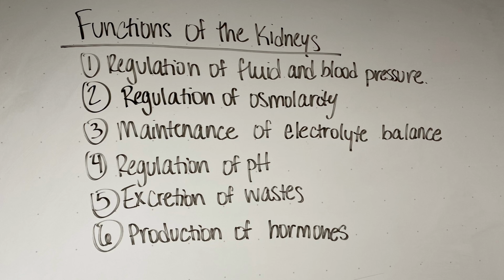So the renal system has 6 main functions. It regulates fluid volume and blood pressure. It regulates osmolarity, maintains ion balance, regulates pH, excretes waste, of course, in the form of urine, and produces hormones.